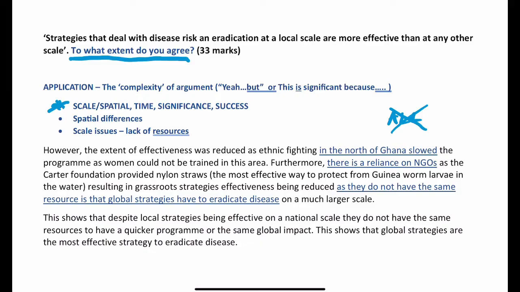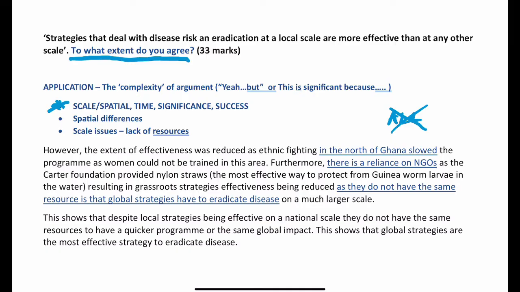Here I've talked about spatial differences. I've said that in the north of Ghana it was slower because there was a war there and therefore they couldn't get to people to train them. But I've also talked about scale a little bit. I've said that while most of the people that were doing these local strategies were NGOs, and because of that they did not have the same resources as global strategies to actually eradicate disease.